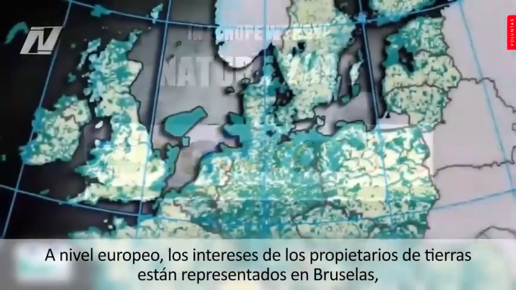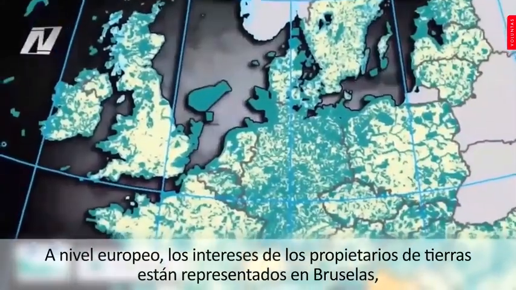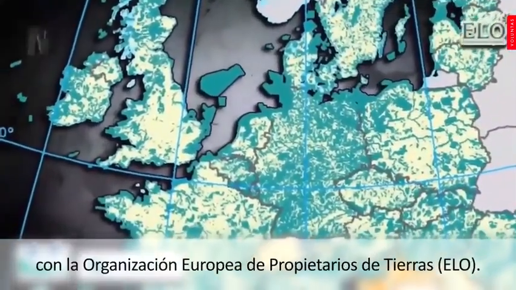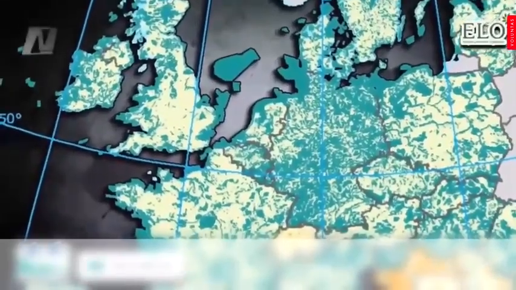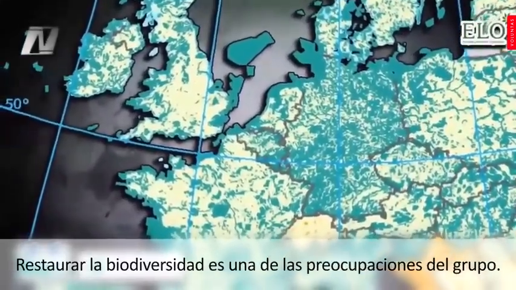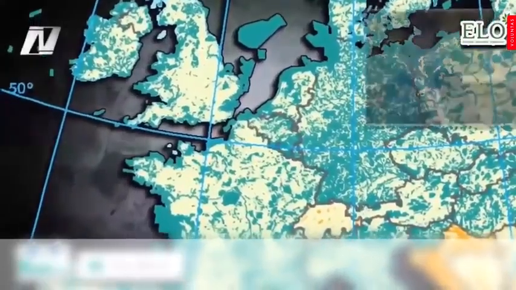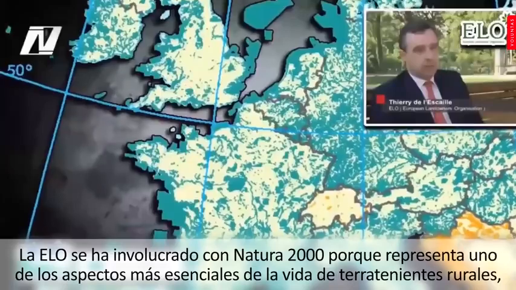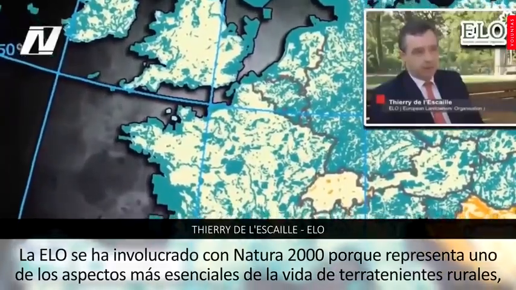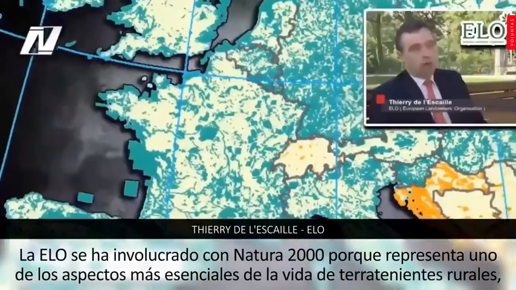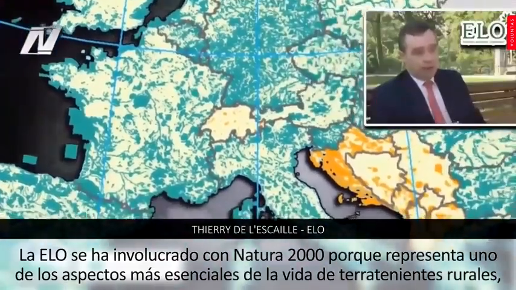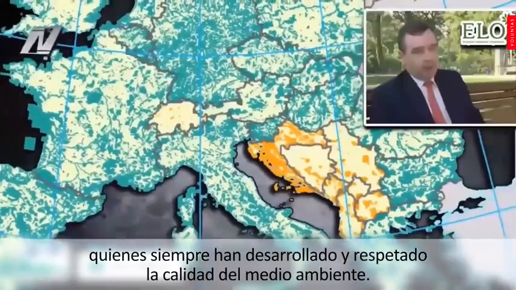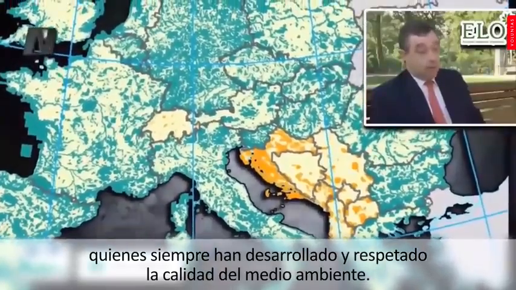At European level, landowners' interests are represented in Brussels by the European Landowners Organization. Restoring biodiversity is one of the group's concerns. The ELO has become involved in Natura 2000 because it represents one of the most essential aspects of the life of rural landowners, who have always developed and respected the quality of the environment.